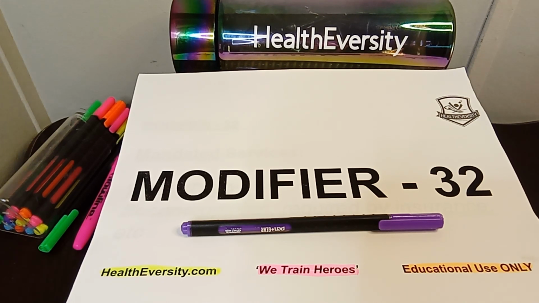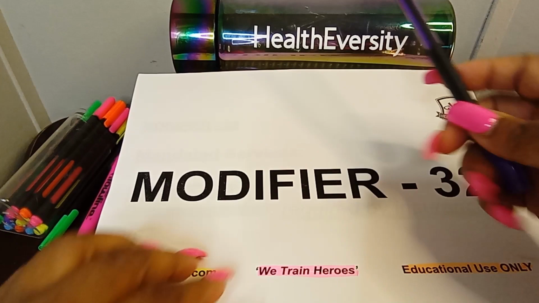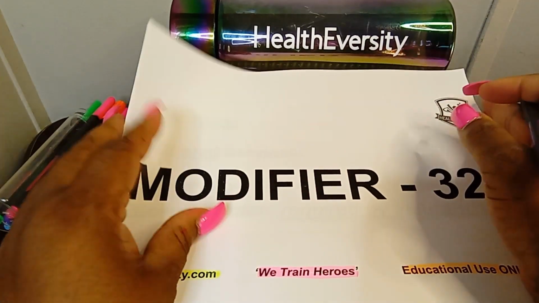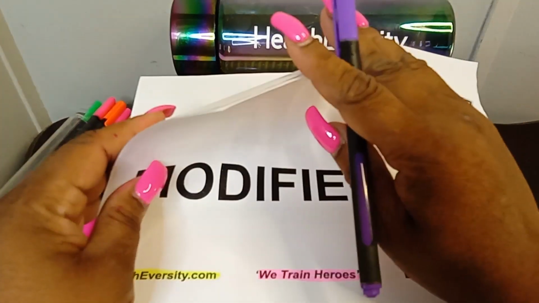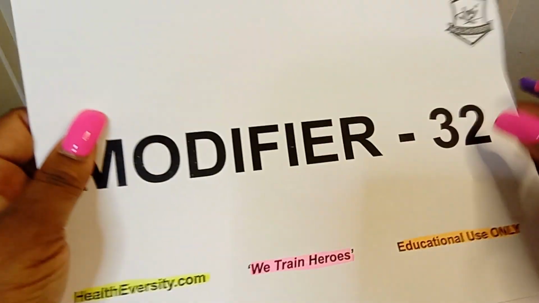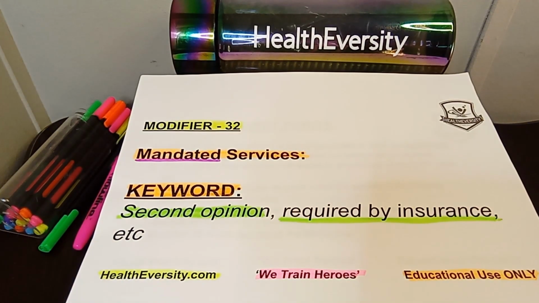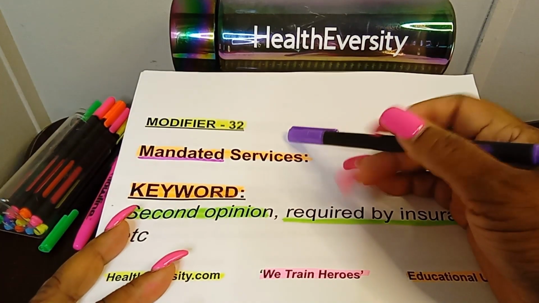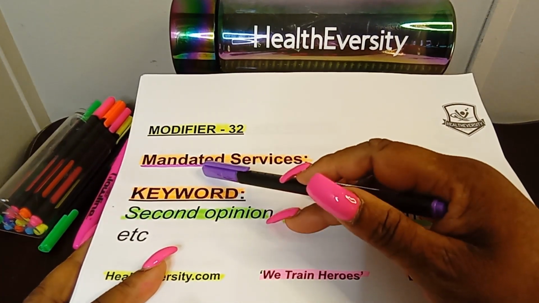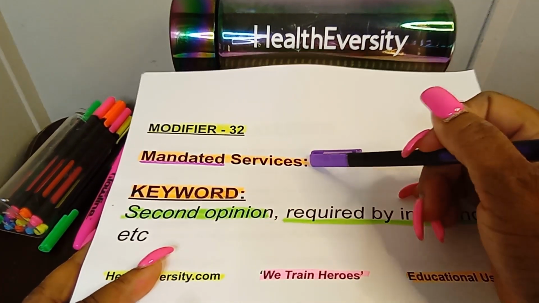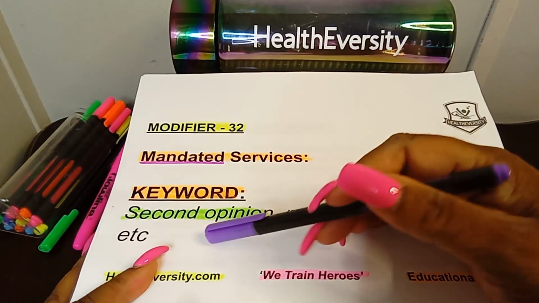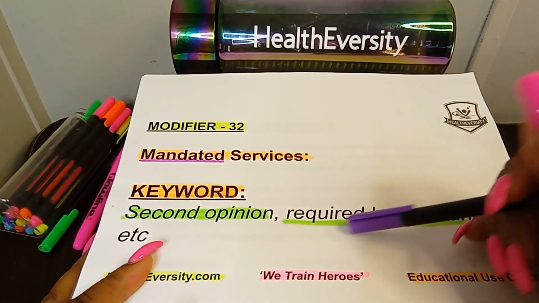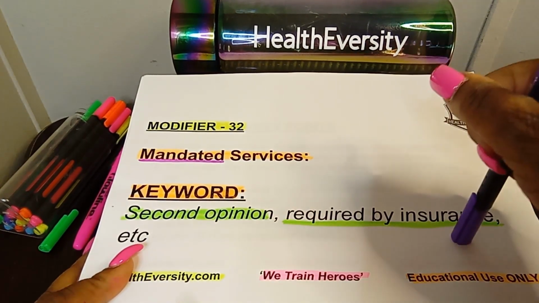We are on to modifier 32, CPT modifier 32. Here we go with my purple highlighter. We're going to go through each paper, and as I always tell my students, I always mark on my paper just like you. Modifier 32 is for mandated services. Why? They're going for a second opinion, and it's required by the insurance company.